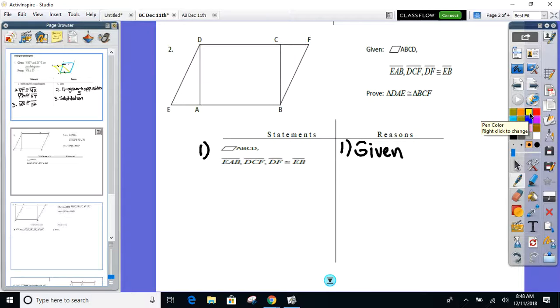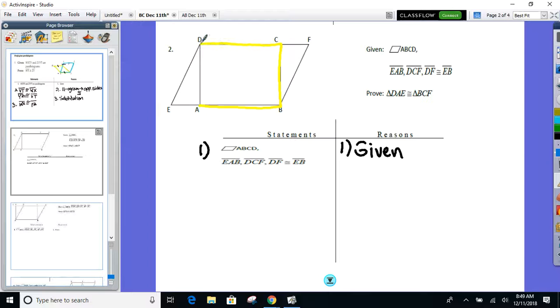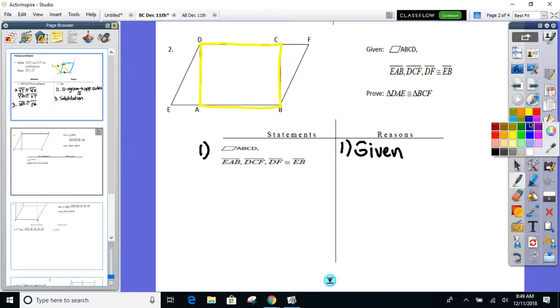I'm given that ABCD is a parallelogram. And I'm given a pair of sides congruent.